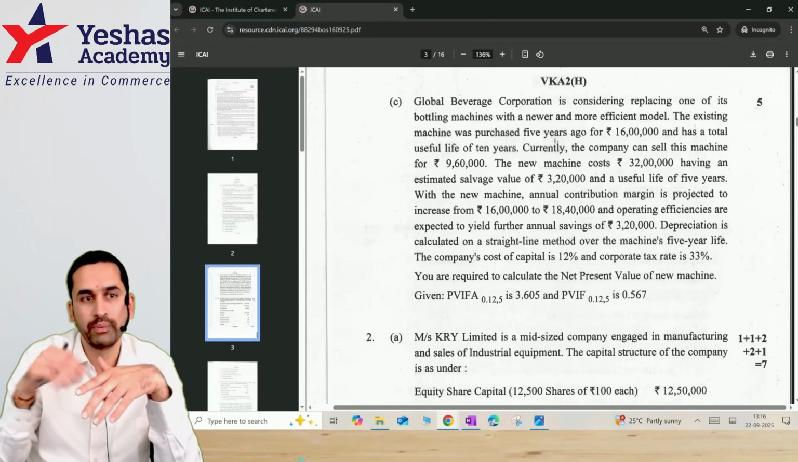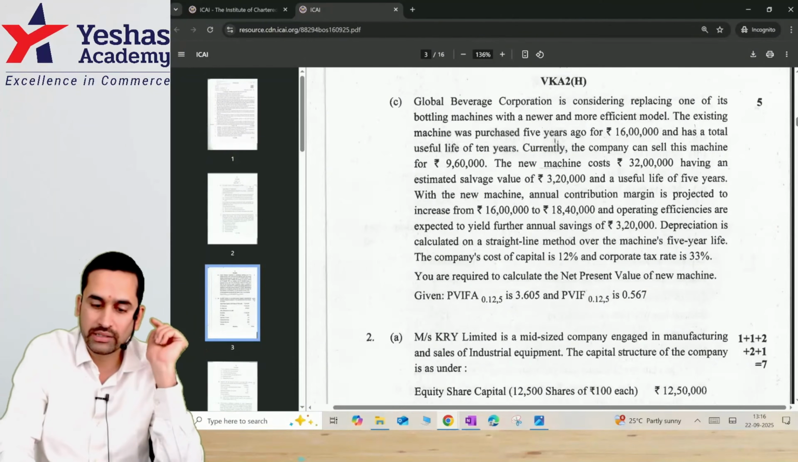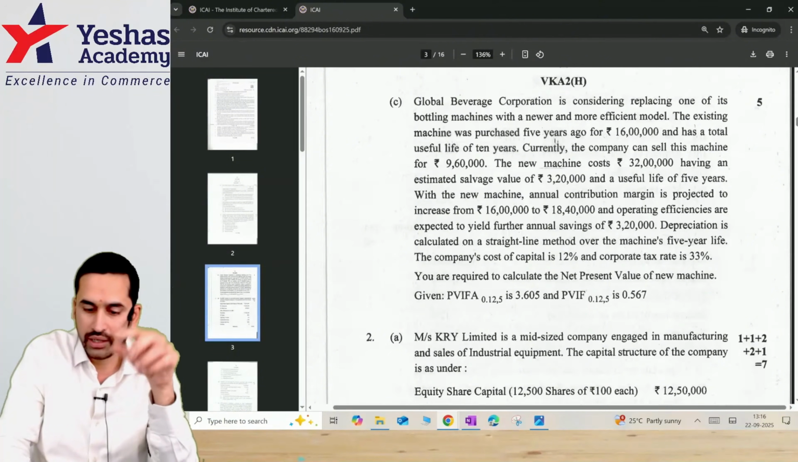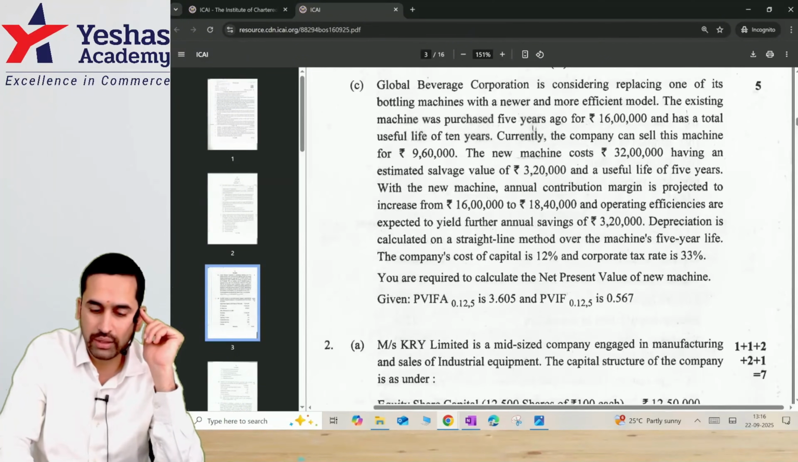And then you have to do NPV of incremental decision. Year 0 will be 32 lakh outflow minus 9,60,000. And year 1 to 5 will be extra CFAT into DF. For DF they said take 12% as rate. Following? You are required to calculate the NPV. And they gave you present value interest factor. A is printed, that means this is annuity factor.